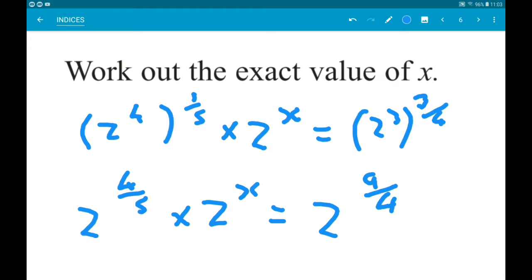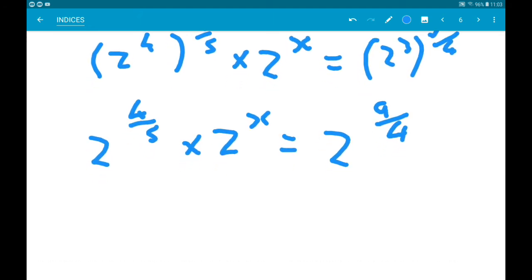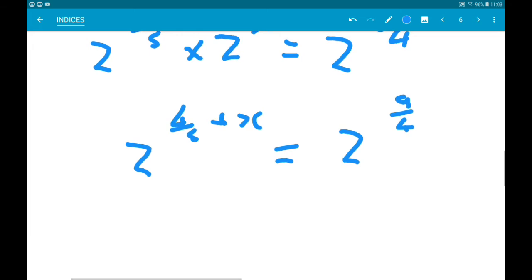Alrighty, so if we then collect the powers on the left, we can write the left as 2 to the 4/5 add x is equal to 2 to the power 9/4. Now, for this equation to be true, the powers must be the same. So that means 4/5 add x must be equal to 9/4.